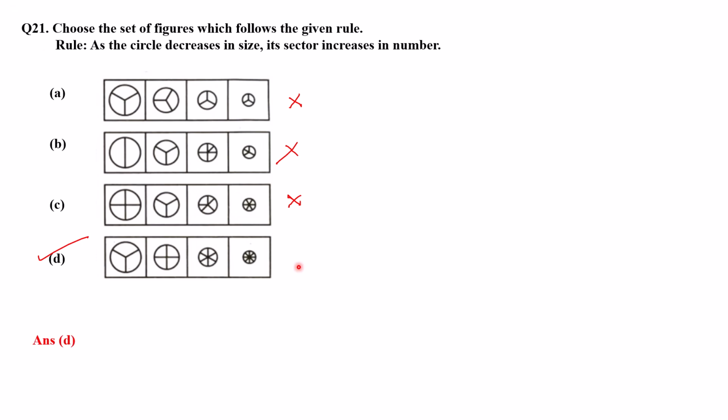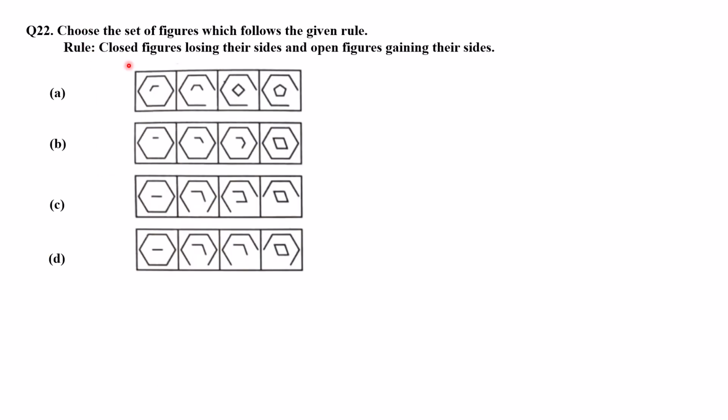Okay. Now these type of question also you will get in your exam. Okay. Where you have to check the rule. Which set of figures follows the rule. Okay. Now question 22. Choose the set of figure which follows the given rule. And rule is closed figures losing their sides and open figures gaining their sides. Now what is the meaning of this? So if figure is closed, slowly one of the side will get removed and slowly it will open and the figure which is open that will become closed.